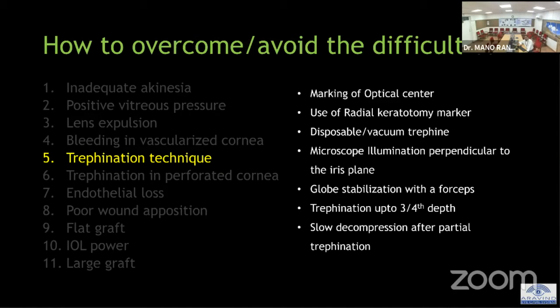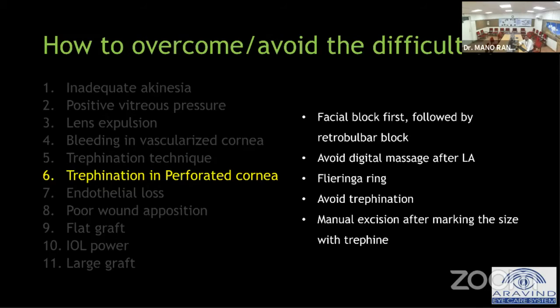We need to get a good optical center marking, and for that we should first remove the bullous keratopathy from the cornea, and then use the radial marker. Use of a vacuum trephine is advisable in all these cases. Microscope illumination should be perpendicular to the iris plane to have good centration. If the globe is decentered, it can be centered with forceps, and after trephination to 3/4 depth, you should have a slow decompression. Trephination in a perforated cornea is more important, so we should only go for a facial block, then mark the cornea and go for manual excision.